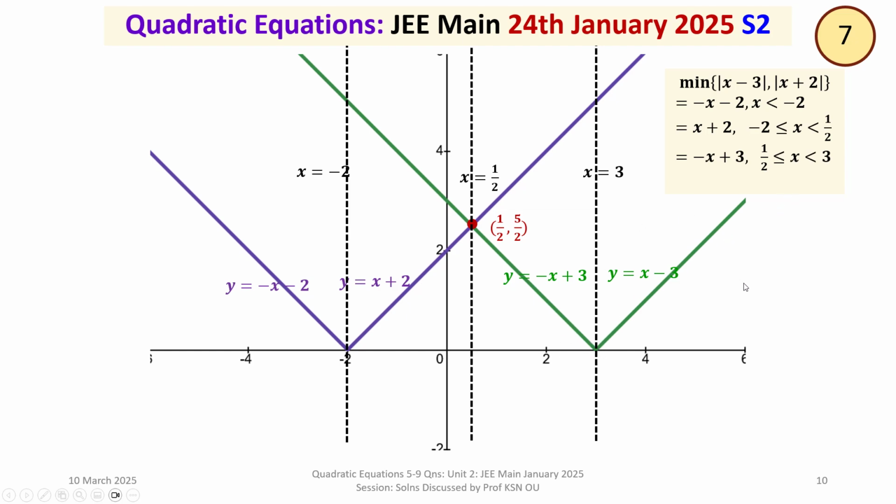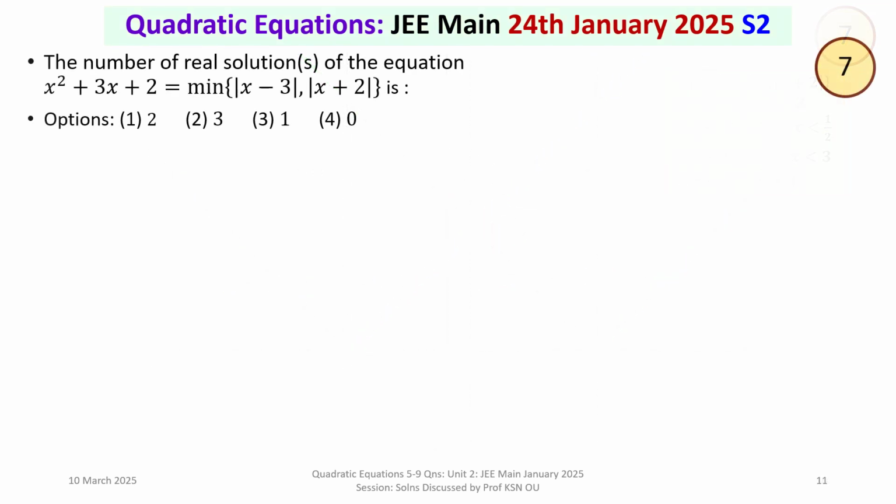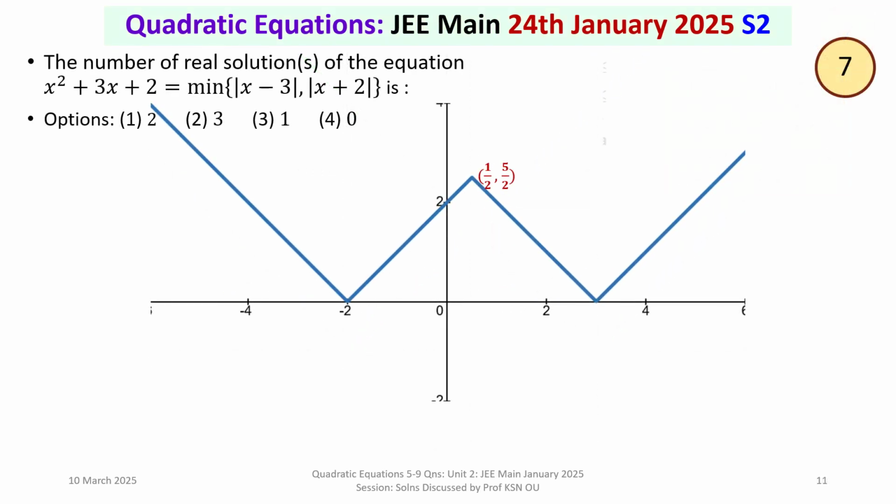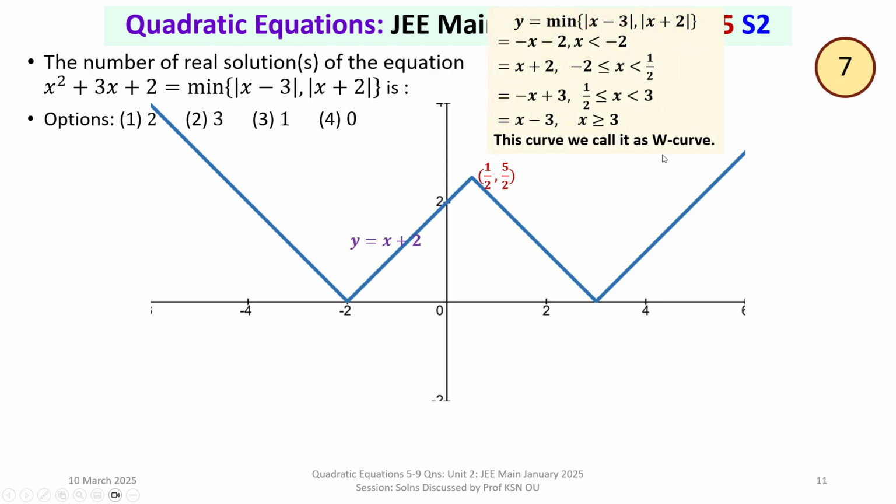Now, the last one is when x greater than or equal to 3. In x greater than or equal to 3, between these two, the minimum is y is equal to x minus 3. So, it is x minus 3 when x greater than or equal to 3. So, that is the piecewise function y is equal to minimum of mod of x minus 3, comma, mod of x plus 2. This is looking like a W. We call this curve the W curve. This is the piecewise definition of that function.